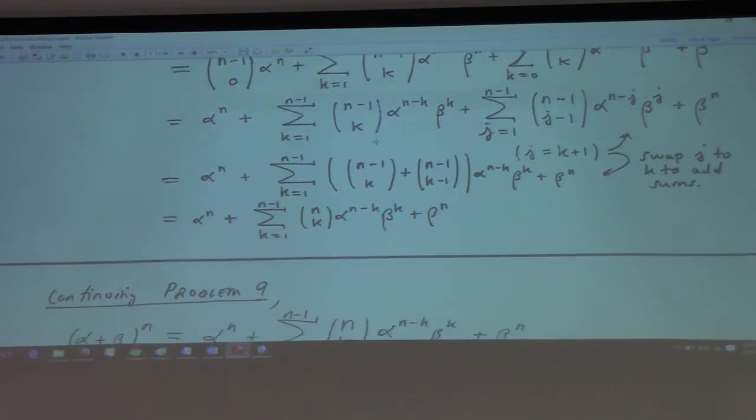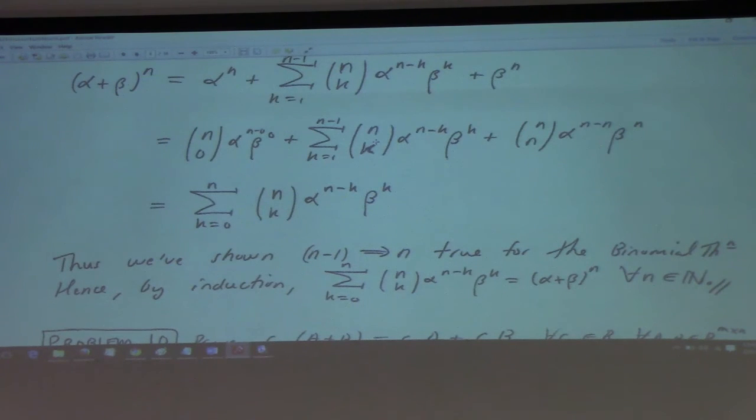And out pops the formula for n. So n minus 1 implies n, therefore by induction on n, we get the binomial theorem.